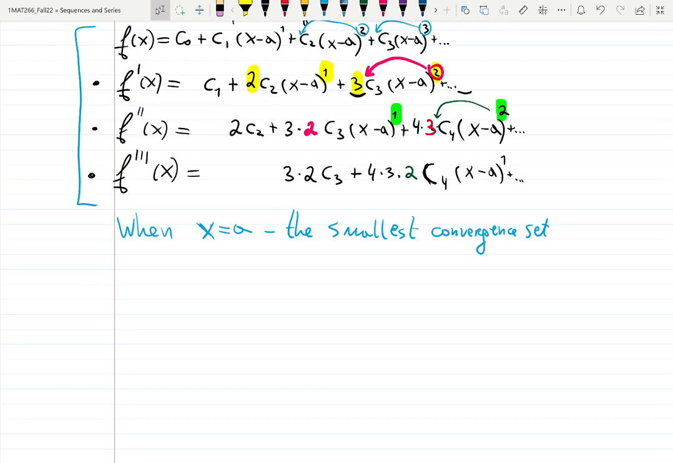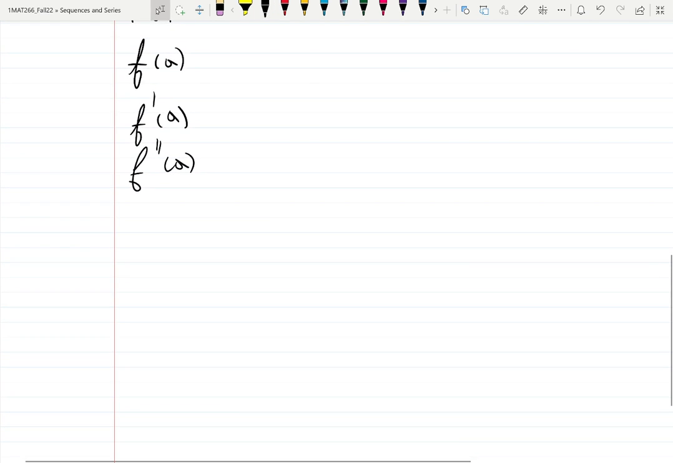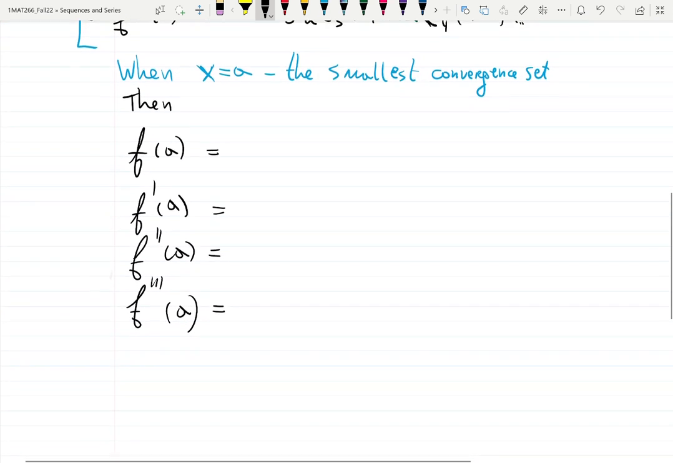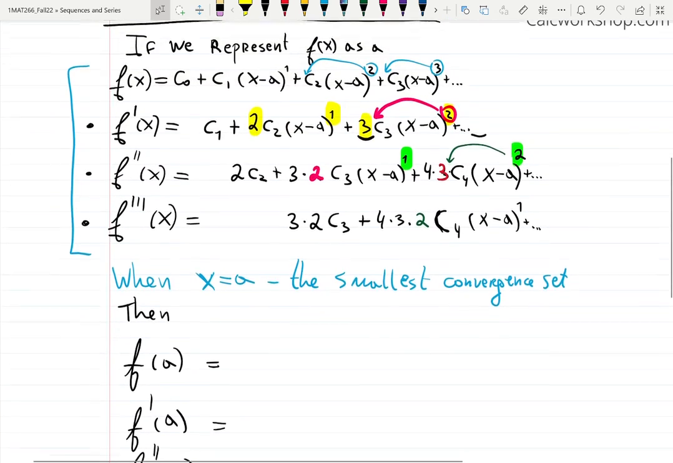So let's plug a everywhere. Let's figure out what f of a will look like, f prime of a, f prime prime at a, and the third one, f prime prime prime at a. We're going to plug a everywhere. Let's do it right away.